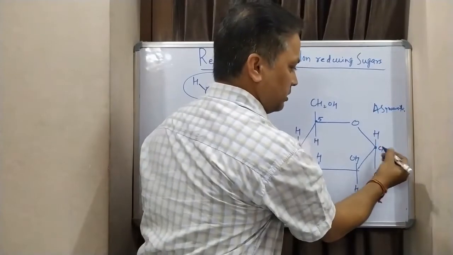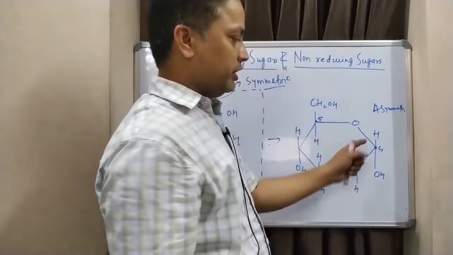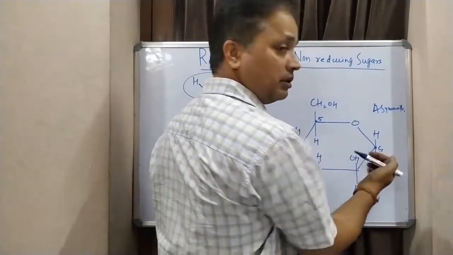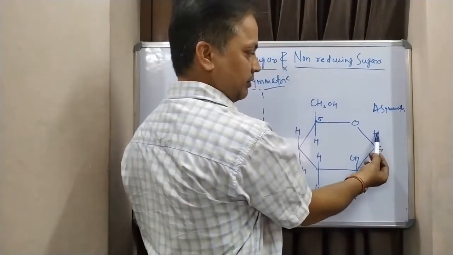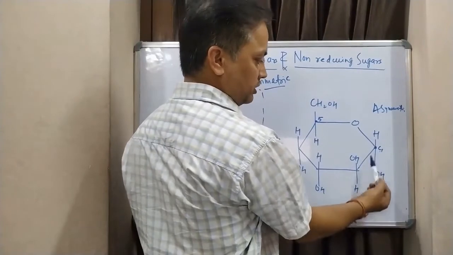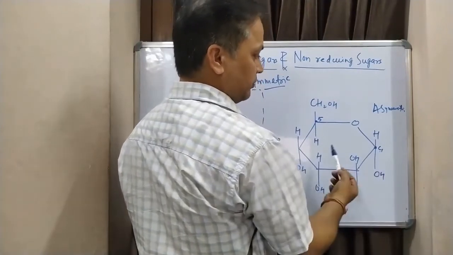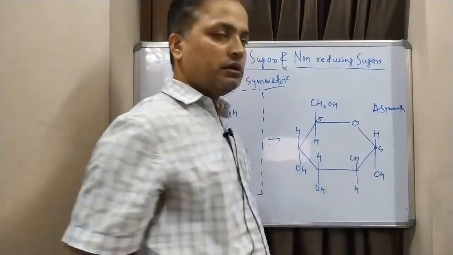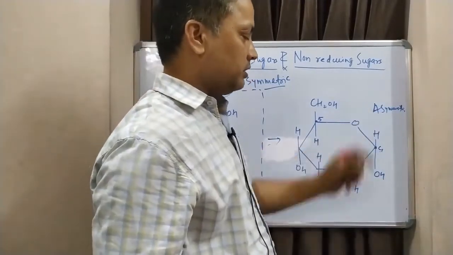So this is carbon number 1, which becomes asymmetric. Why is it asymmetric? Because all the 4 bonds associated with this carbon are different. On this side it has hydrogen, this has OH, this has CH2OH and a number of other groups. This side it is directly associated with oxygen. So the 4 bonds are different, that's why it is the asymmetric carbon.